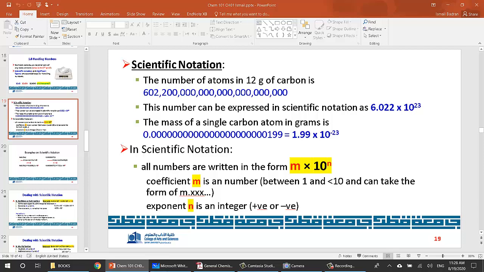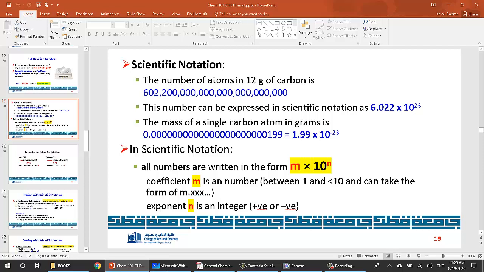And we can just express this number easily by saying it's equal to 6.022 times 10 to the 23 atoms. The number of zeros goes next to the number 6. And this is called scientific notation. Okay? So when I say 10 to the power 23, that's a huge number.